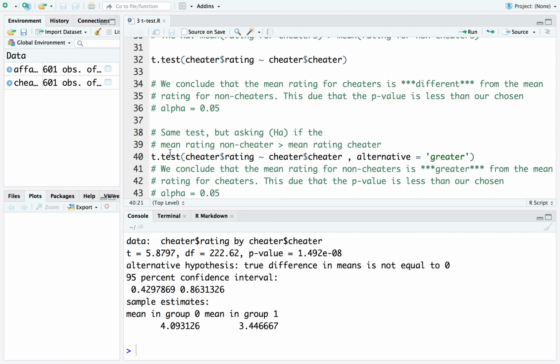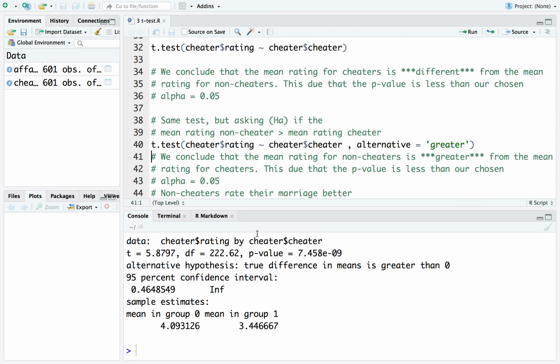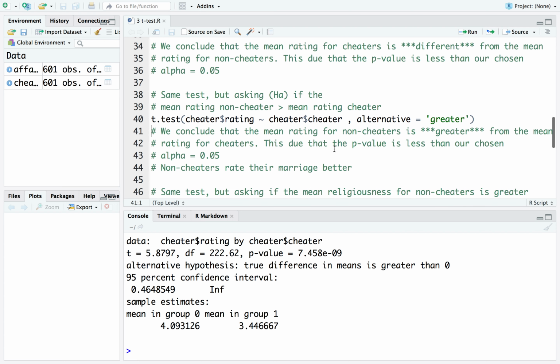Okay, so let's do our test here. And our p-value is still significant. We have our mean, and basically we conclude that the difference between non-cheaters and cheaters is at least 0.46, because it goes from 0.46 to infinity. That's a one-tailed test. Okay, now we can write our boss and say non-cheaters rate their marriage better.